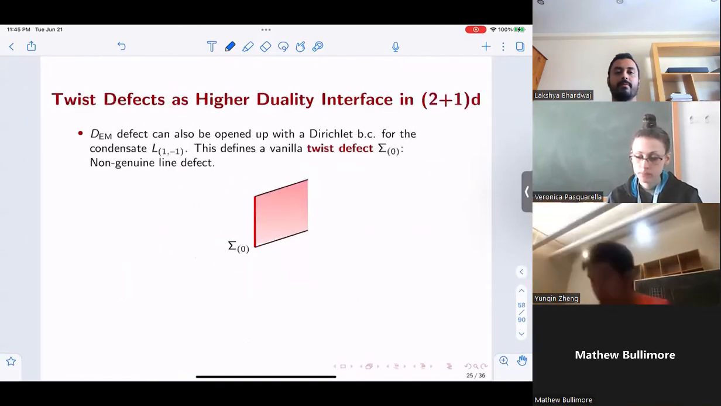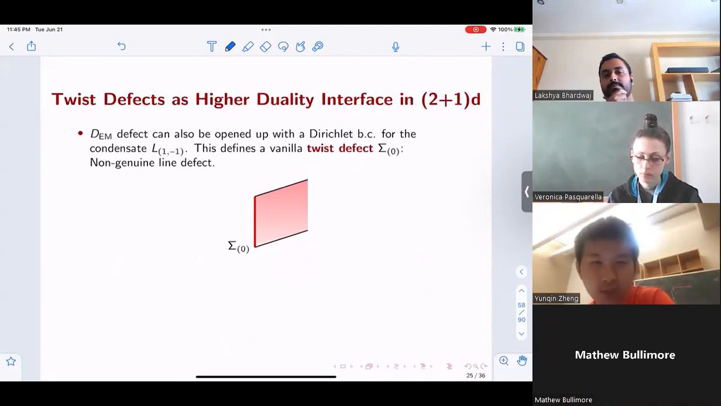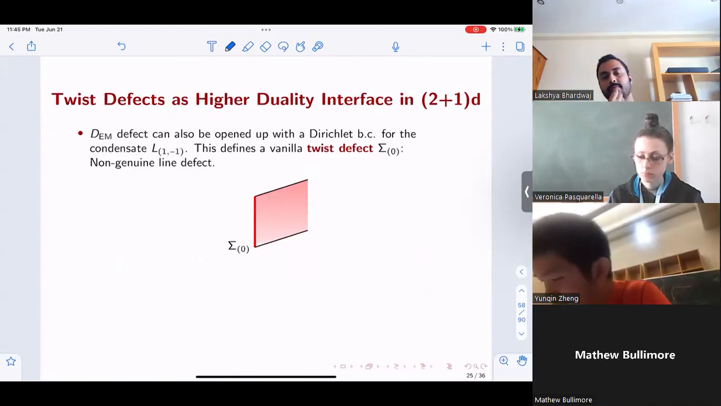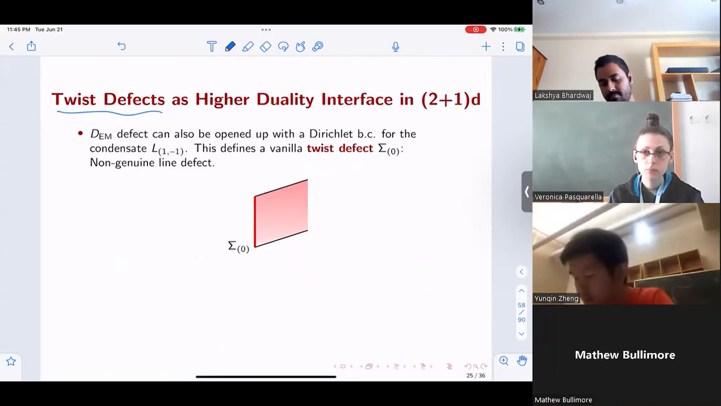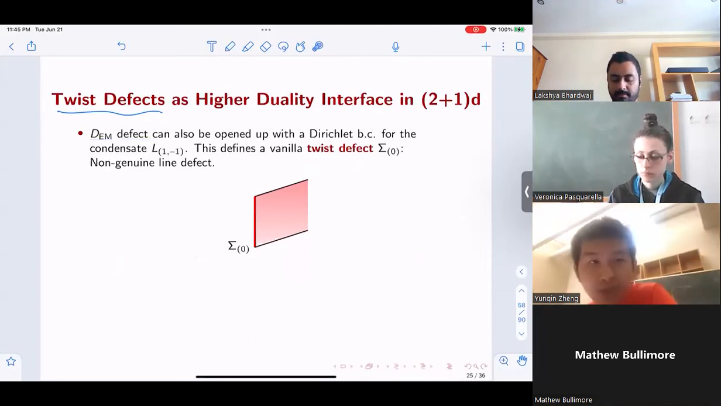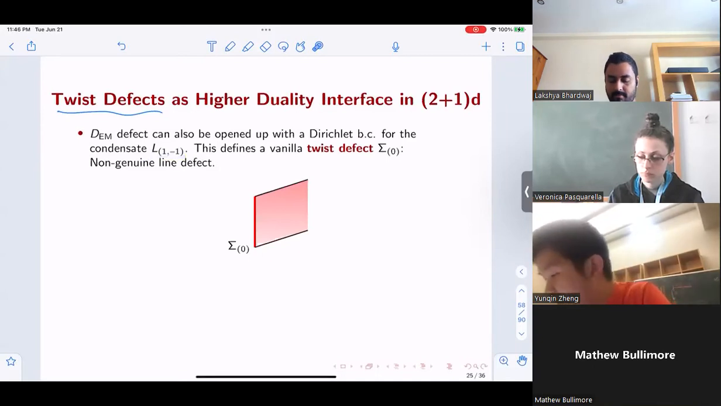Okay, so far we only discussed surface operators which do not have a boundary, but we can also consider a surface operator with an open boundary condition. This is what's called the twist defects in the condensed matter literature. The D_EM defect, which generates the Z2 EM symmetry, can be opened up with a Dirichlet boundary condition for the condensate. This defines for us a vanilla twist defect, which I call sigma 0. We can view it as a non-genuine line defect which is attached to a surface, and this surface is the symmetry defect for the Z2 EM symmetry.